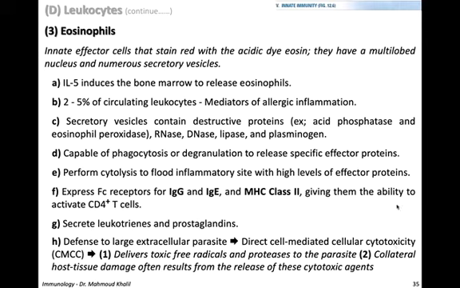One of the major functions of eosinophils is defense against large extracellular parasites. They direct cell-mediated cellular cytotoxicity, CMCC, by delivering toxic free radicals and proteases to the parasite. Sometimes there is collateral host tissue damage that often results from the release of these cytotoxic agents, because it might affect the nearby normal host tissue.